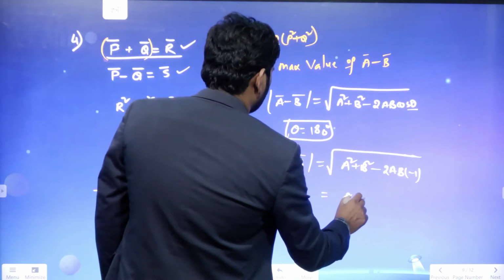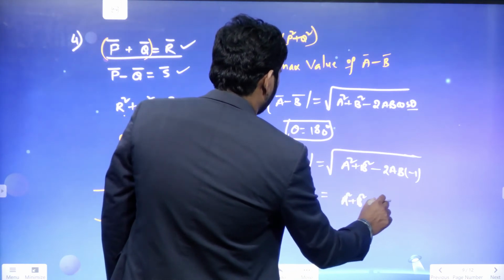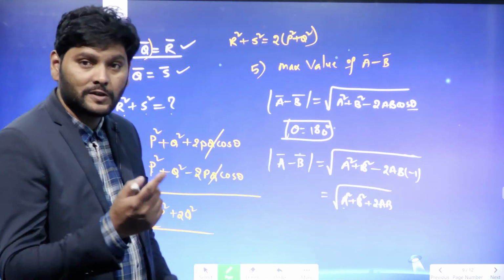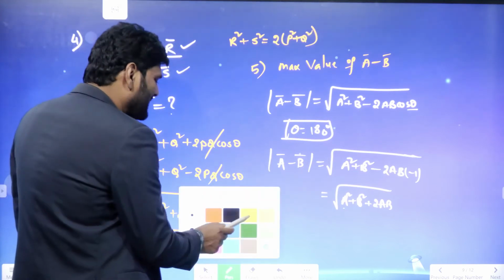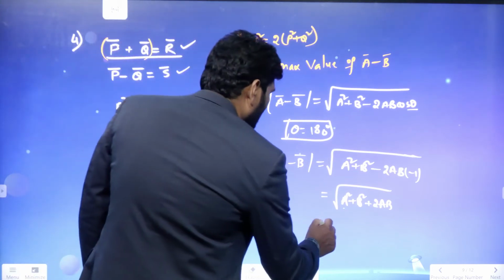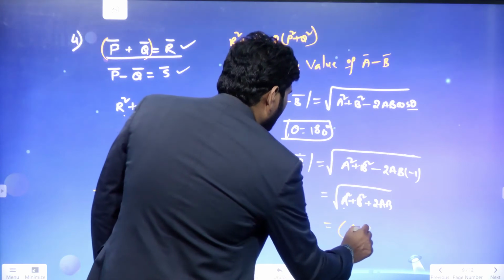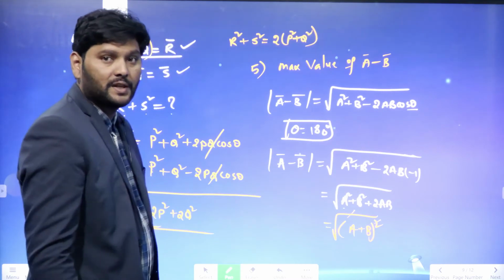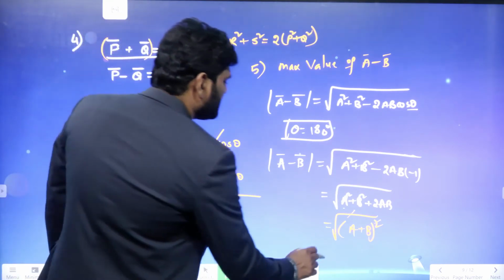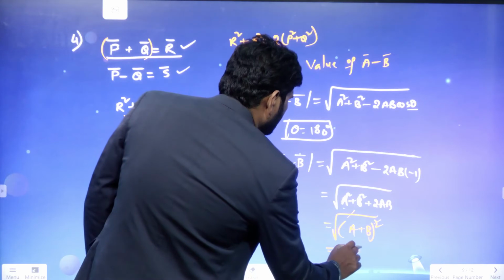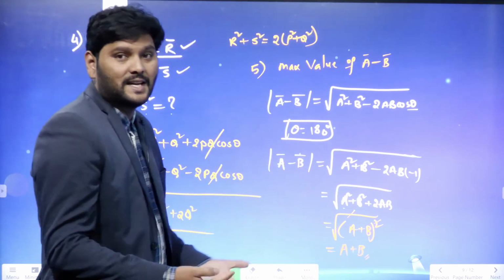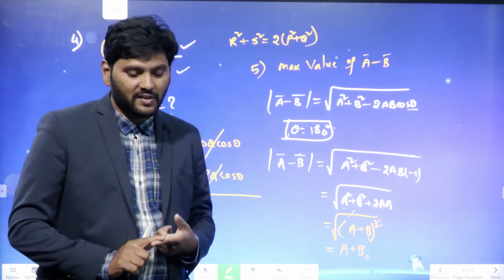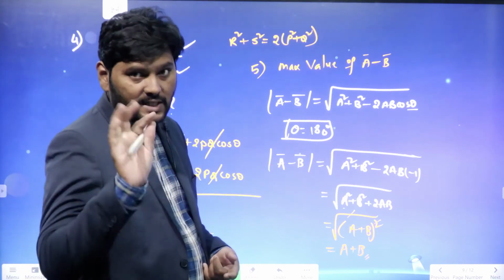So finally, a square plus b square plus 2ab under root. This is like the a plus b whole square formula. So you can write a plus b whole square under root. Square and root get cancelled. What is the remaining expression? The remaining is a plus b. So what is the answer here? The maximum value of a bar minus b bar is a plus b, that is the third option.